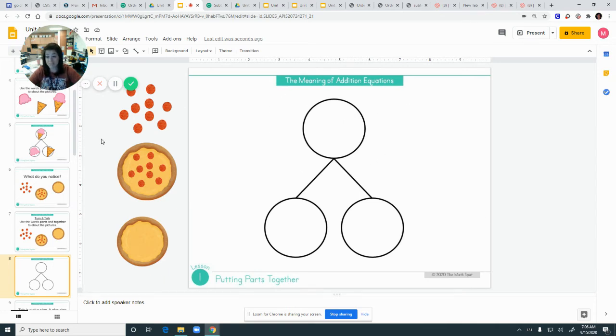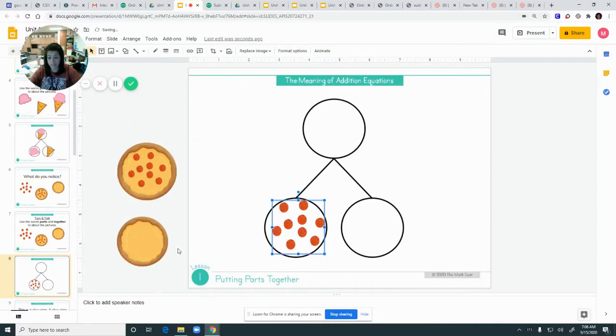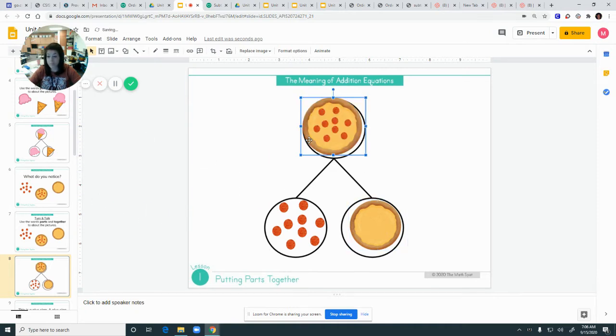So what pieces am I putting together to make that whole pizza? You're right. I'm putting together my pepperonis and my crust. And when I put these two pieces together, I'm going to get my whole pizza. So I had a piece, which was pepperonis, another piece, which was my crust. I put them together and I got my whole pizza.